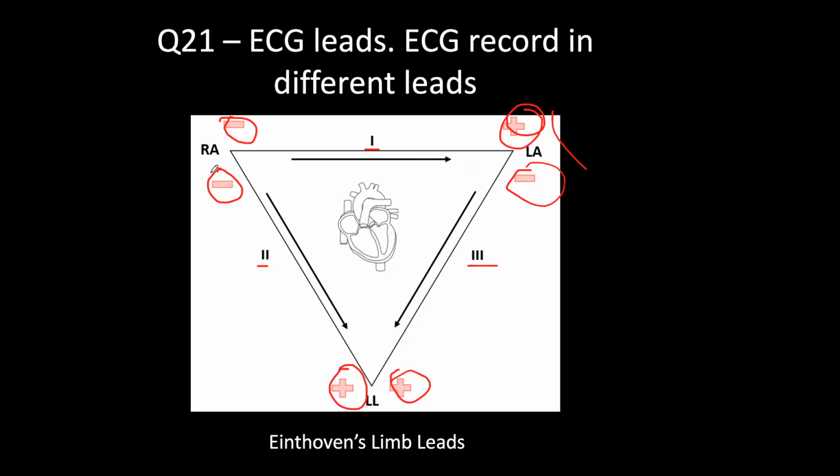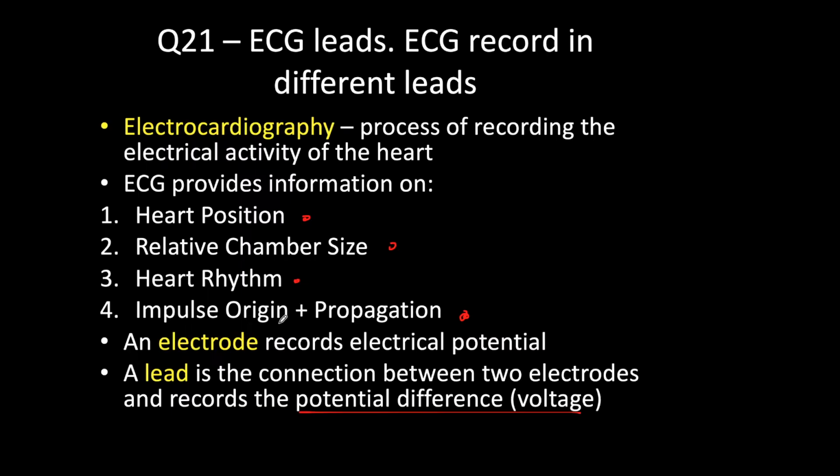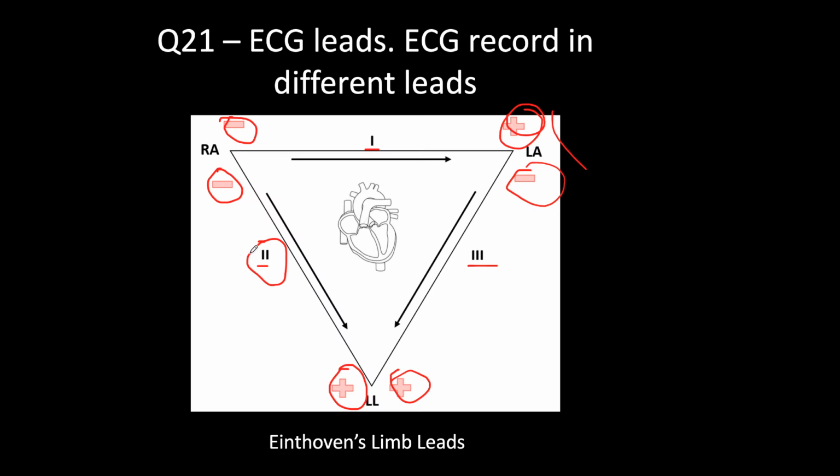And when you're talking about a classic ECG, we're actually looking at a lead 2. So when we saw here, this is actually a lead 2. So if you understand, negative, positive between the right arm and the foot, it's lead 2. It's an Einthoven's limb lead, a bipolar lead.